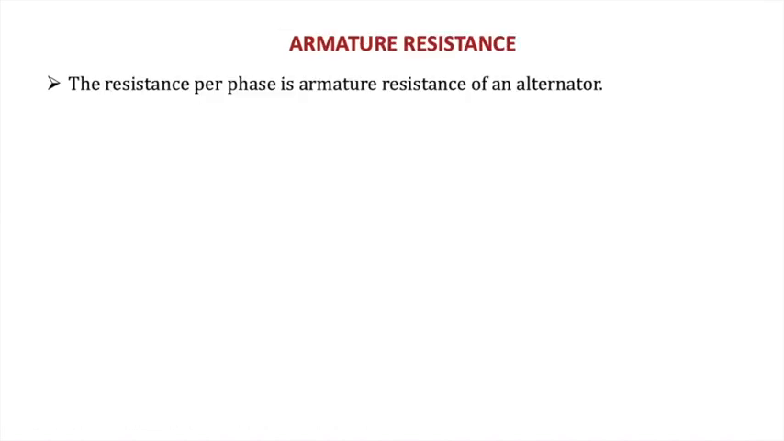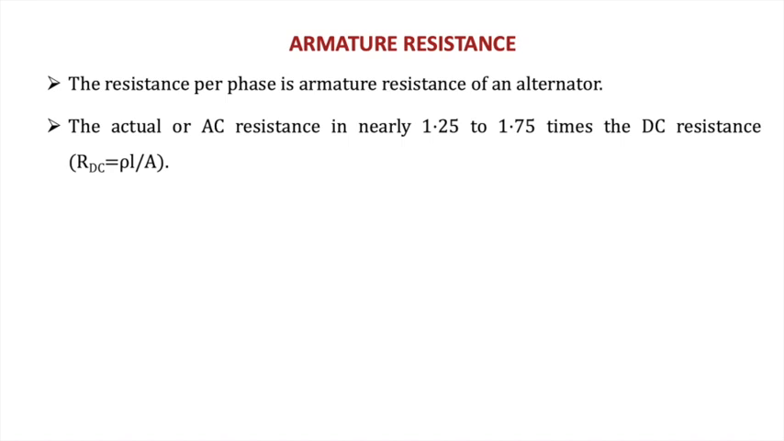So what is the armature resistance? When we talk about the resistance, basically it is the DC resistance, and DC resistance is measured by supplying the DC voltage and current, and you measure the resistance by R equals V by I. But the AC resistance is more than the DC resistance due to the skin effect, and so normally we take the AC resistance to be 1.25 to 1.75 times the DC resistance.